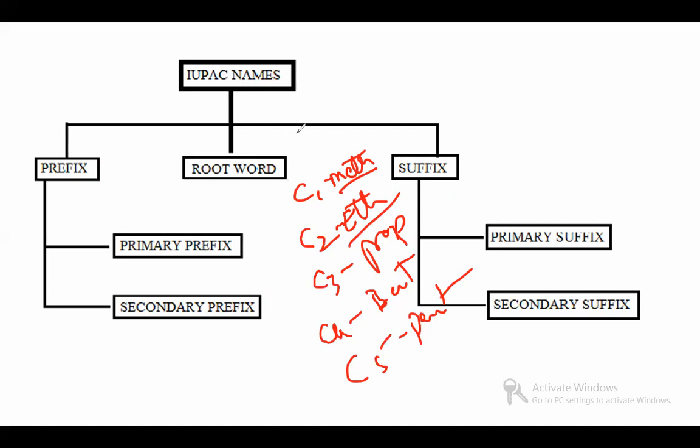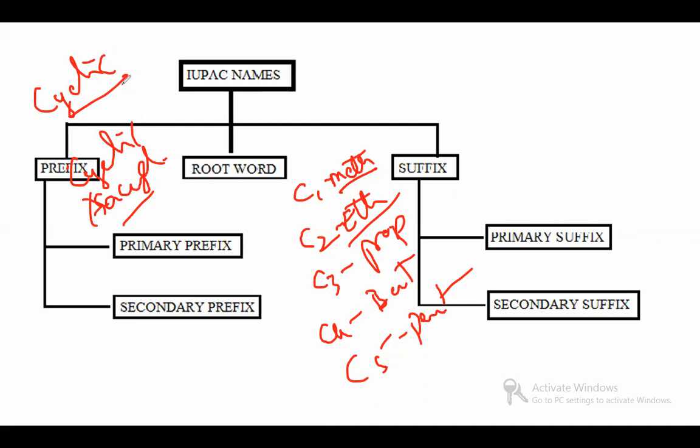Now the primary and secondary prefixes. The primary prefix indicates whether the carbon chain is cyclic or acyclic. If the carbon chain is cyclic, then the prefix cyclo is used; otherwise nothing is mentioned.